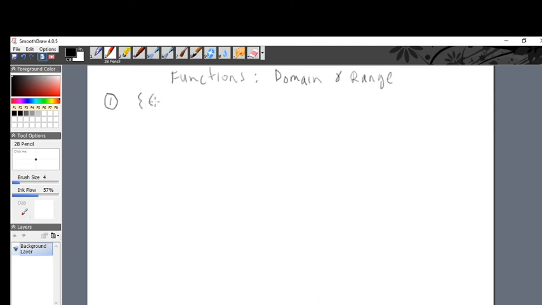And you're told here you've got -3 comma -4, followed by -1 comma 3, followed by 0 comma 1, followed by 2 comma 4, followed by 4 comma 4, and that's it.